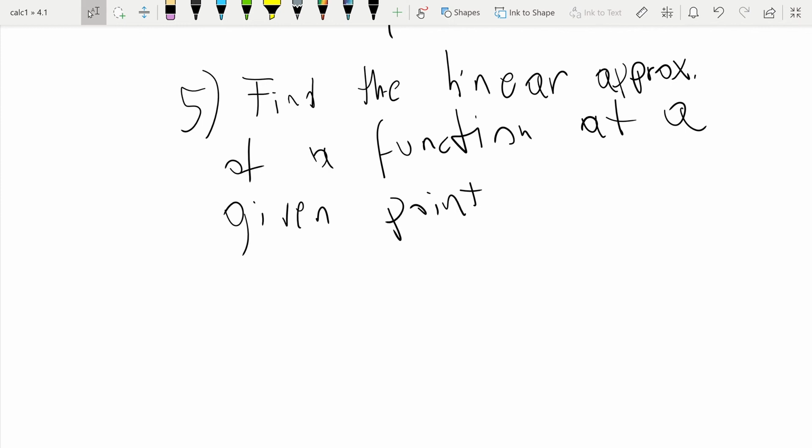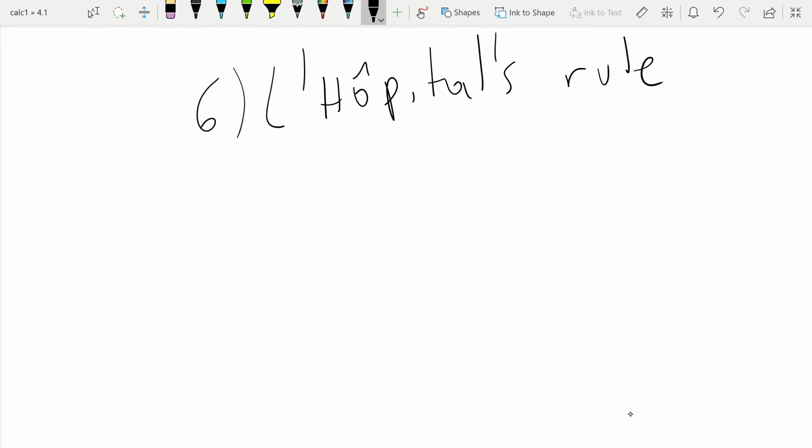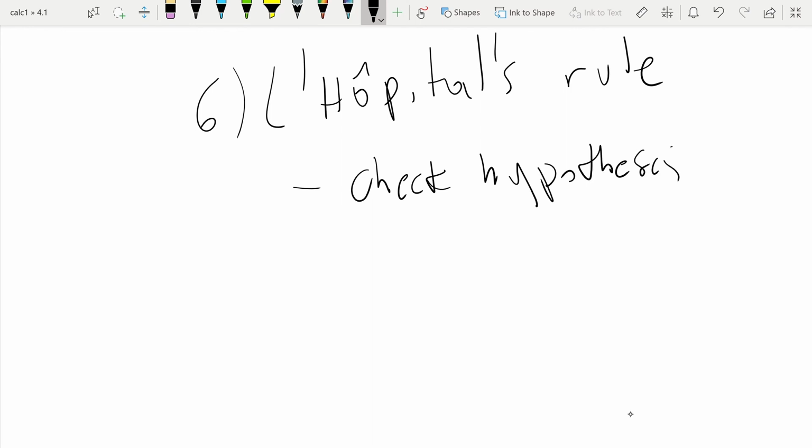And also L'Hopital's rule. From the typical examples, the thing that I would advise you to do is to always check the hypothesis. So check whether the numerator and denominator both go to 0 or to plus or minus infinity, at the same time, they're both diverging or they're both converging to 0, in which case you can apply the rule.